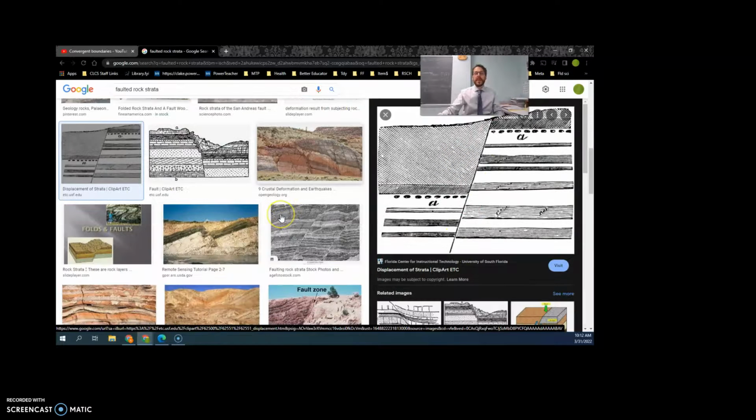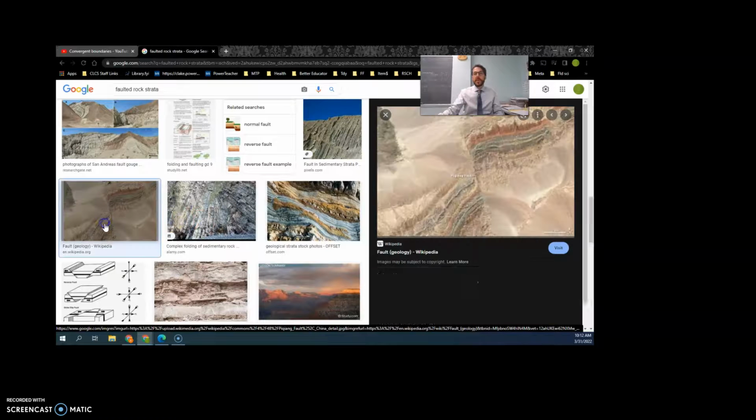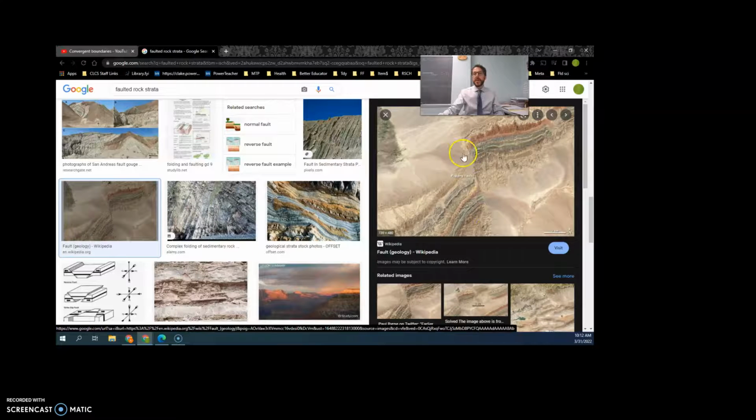So if they point to the line and they say, what is this? You should remark that it's faulting. If they give you a picture and they're like, what is this right here? Because this is a pretty, kind of a beautiful fault in my opinion. This is the fault right here. You can see that these layers belong together and they're no longer together, so we're going to go ahead and call that a fault.